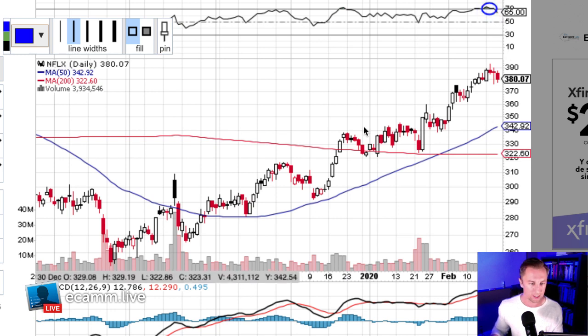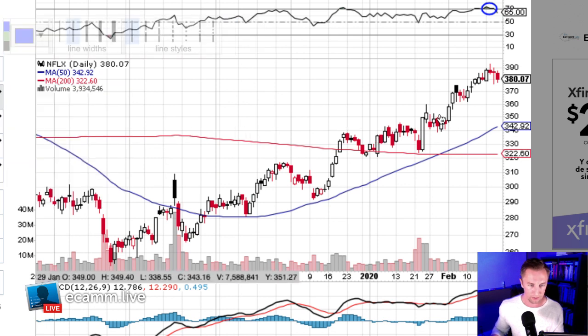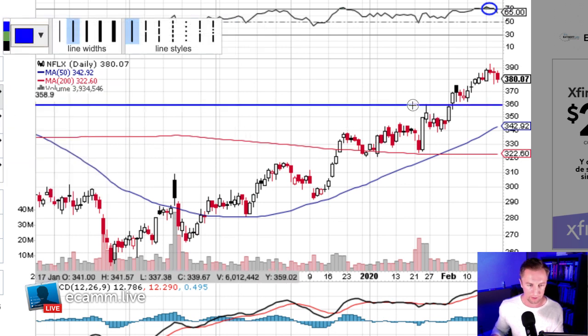So I would just say on Netflix, it's also a strong company, right? I don't know the fundamentals of it, but I can look at the technicals. I would say pull back to a 360 range, and then I would probably buy. But then again, it's a fast-moving stock, so you could day trade this as well.